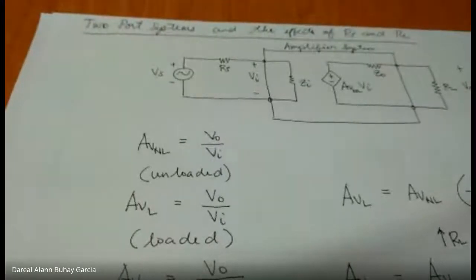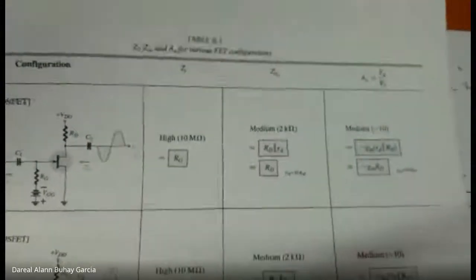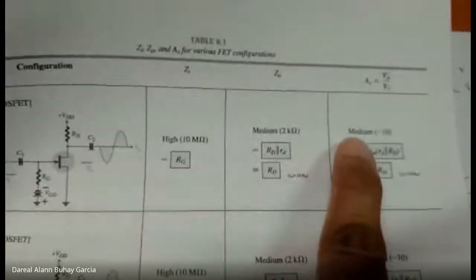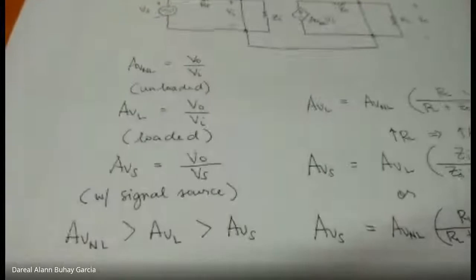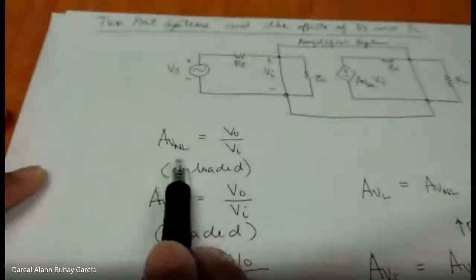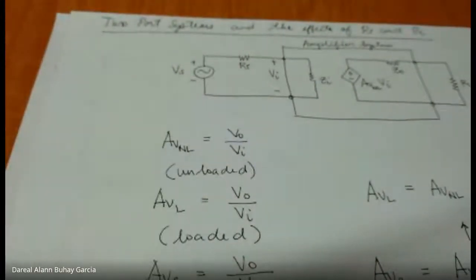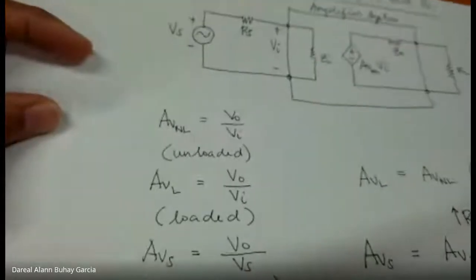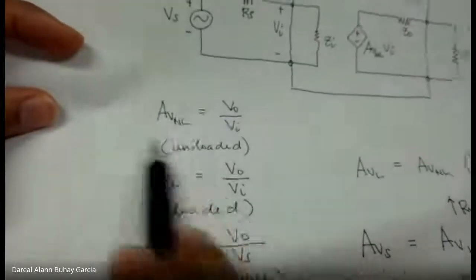The voltage gain that we solved from the circuit, and the voltage gain in our table of formulas, these are the no-load voltage gain, or unloaded voltage gain. Okay?